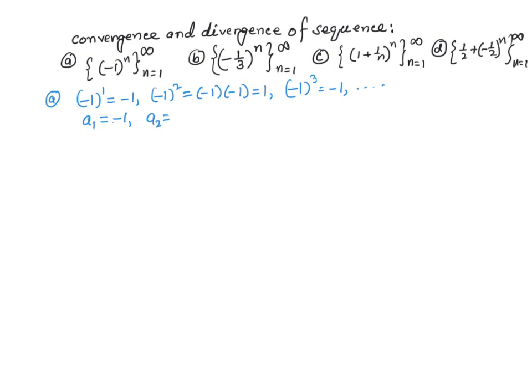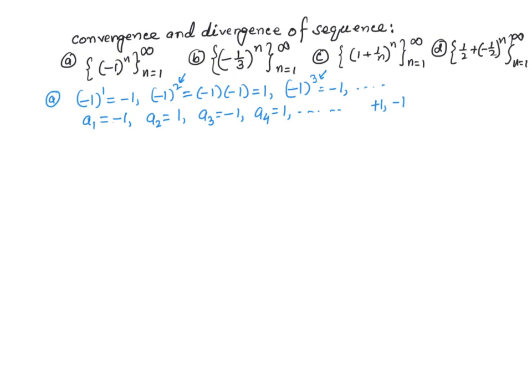A2 is equal to positive 1. A3 is equal to negative 1, and you will see A4 is going to be positive 1, and it keeps going. If the power is even, it is positive 1. If the power is odd, then it's negative 1. So it fluctuates, it goes back and forth between positive 1 and negative 1.